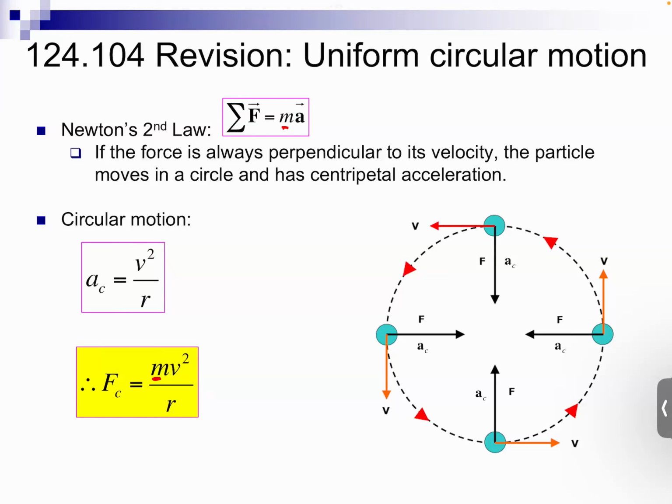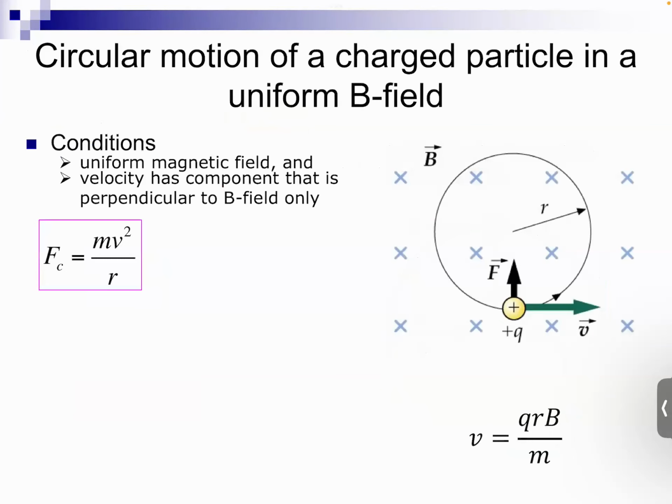Now, this is for any object that's moving in circular motion. For our particular application, we have a charge that's moving in a circular motion because of the magnetic field. It's the magnetic field that provides this centripetal force in order to cause the charge to move in a circular motion. Hence, if we write down Newton's second law of motion for this charge, we will use the magnetic force provided by the magnetic field.